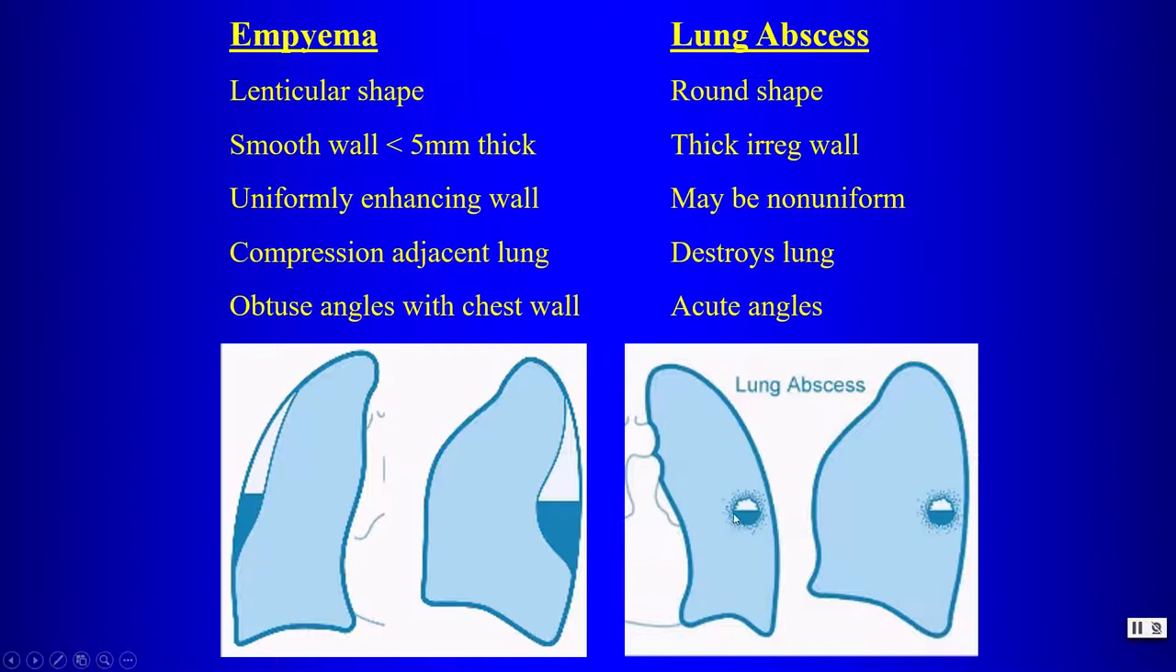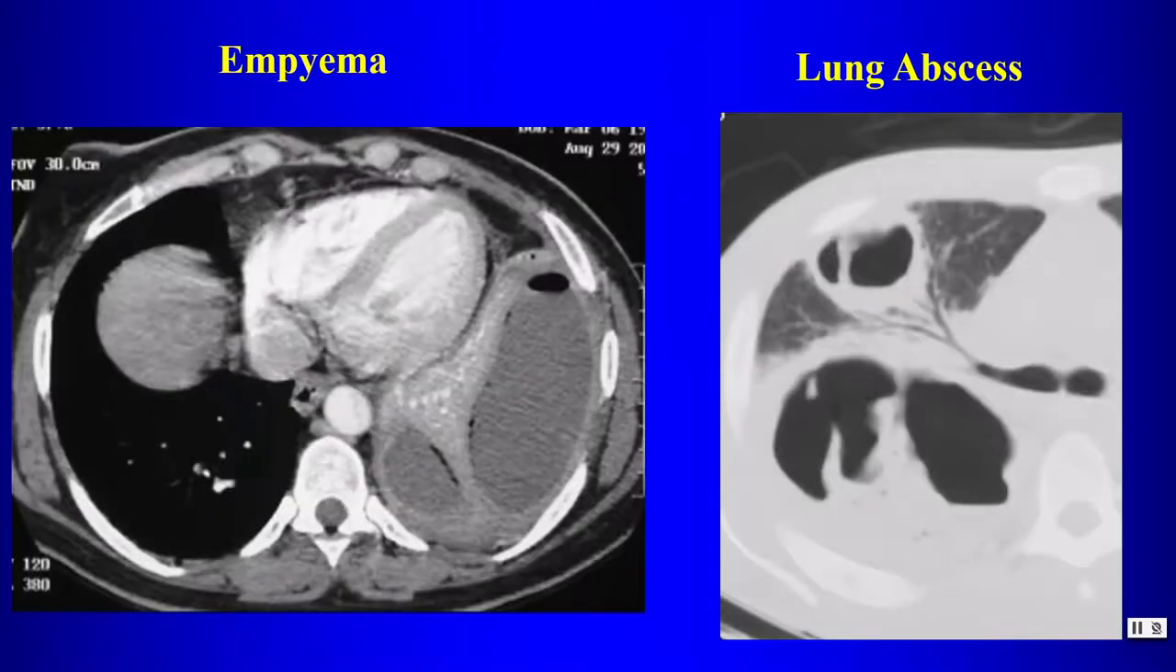The size of the air-fluid level in a lung abscess will be the same on frontal and lateral views, as opposed to an empyema, where the length of the air-fluid level will change between the frontal and lateral views. Lung abscesses can have a thick irregular wall, which may give non-uniform enhancement, and a lung abscess destroys the lung, with acute angles with the chest wall.